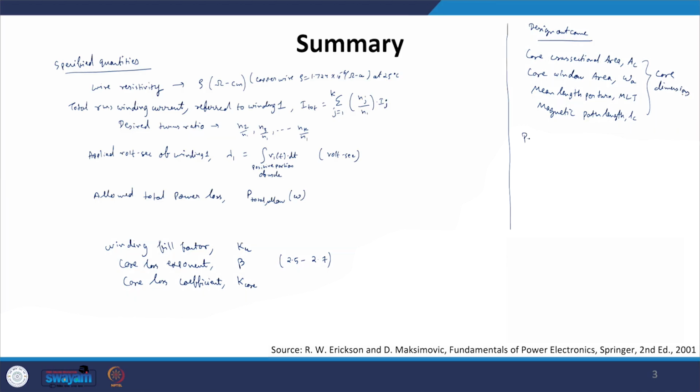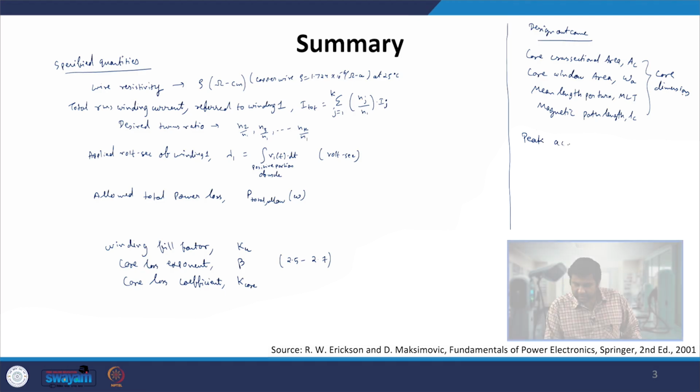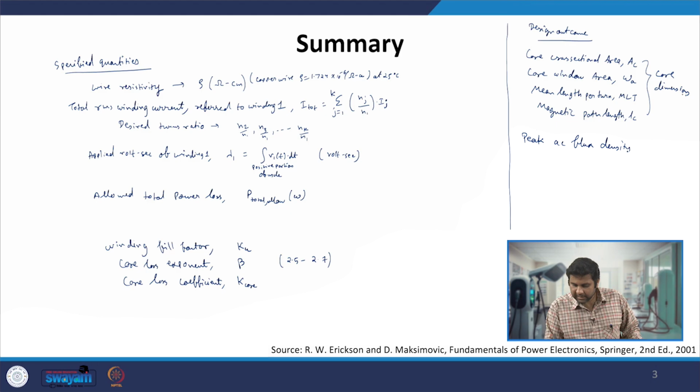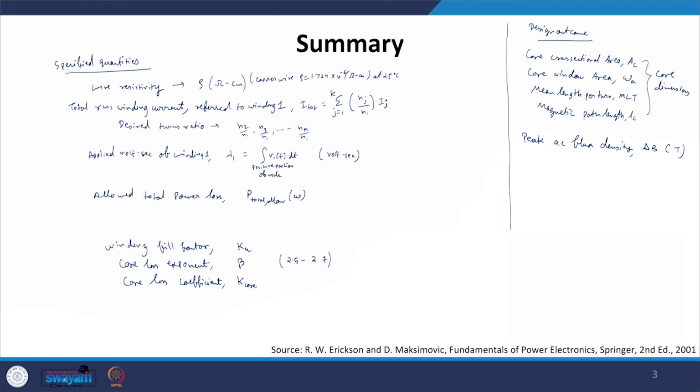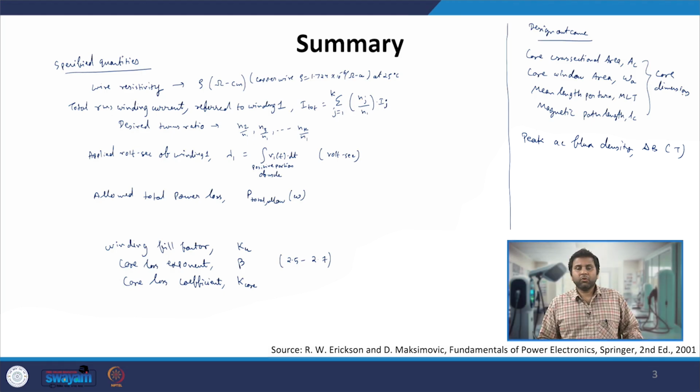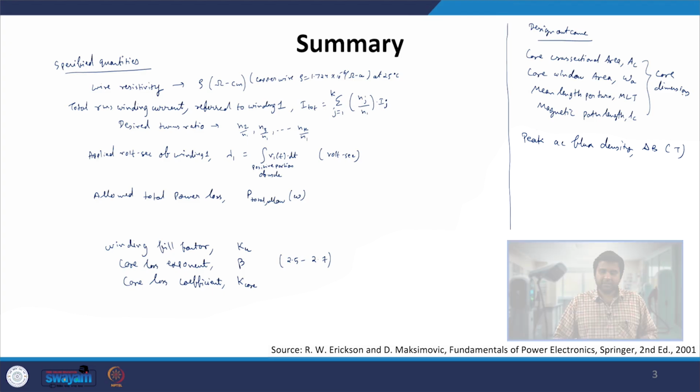Then finally, we also have to evaluate the peak AC flux density, which is delta B, in units of Tesla. This delta B is the one for which we have the minimum total loss in the transformer. So, we have to calculate the optimum value of delta B, and from there we can define the core geometrical constant, and from there we can start our transformer design.